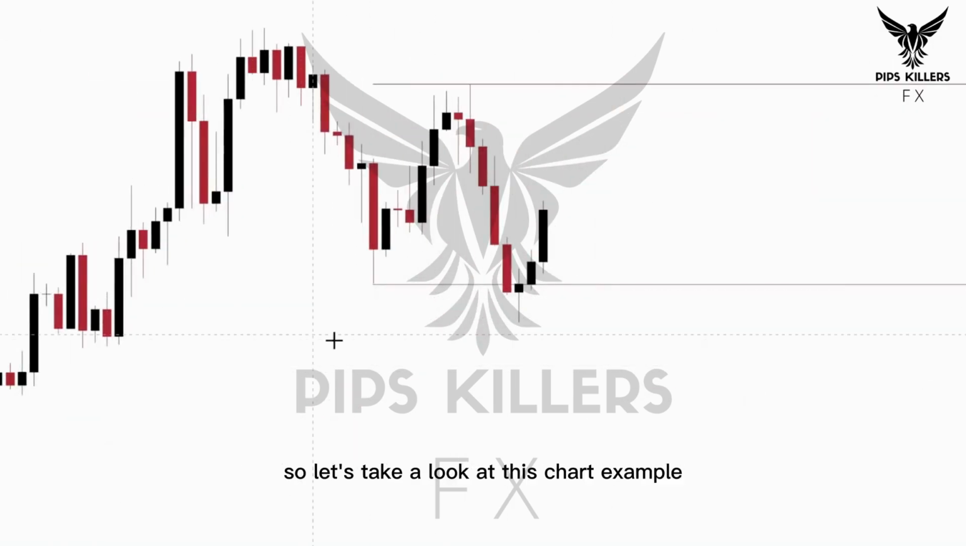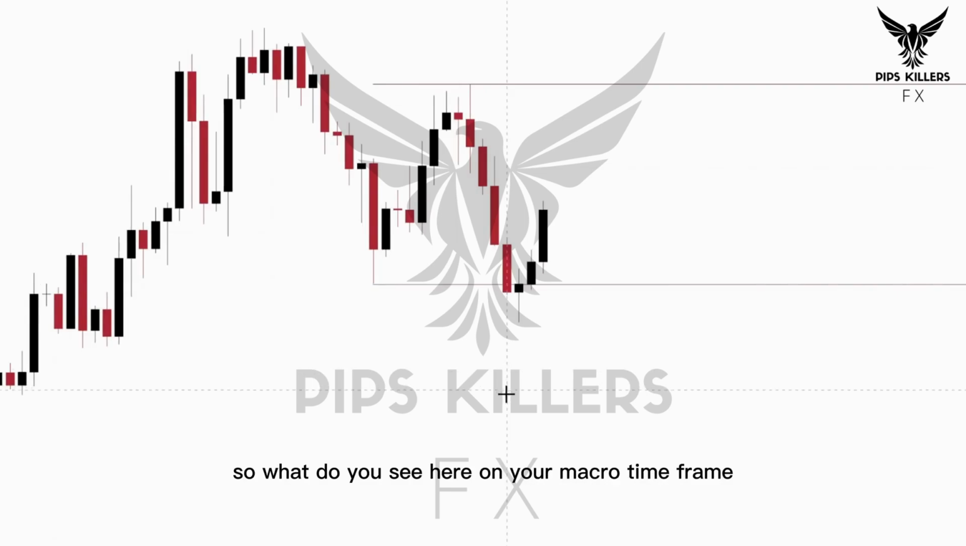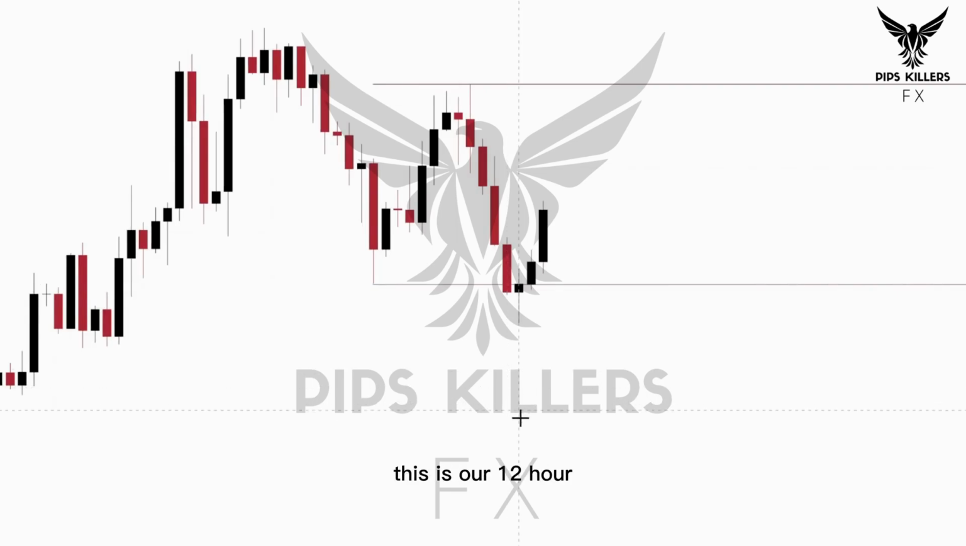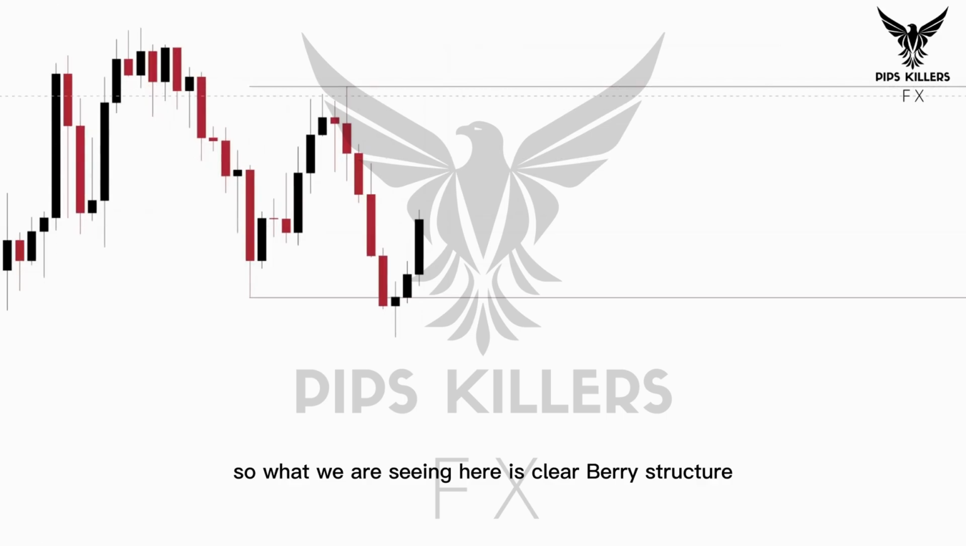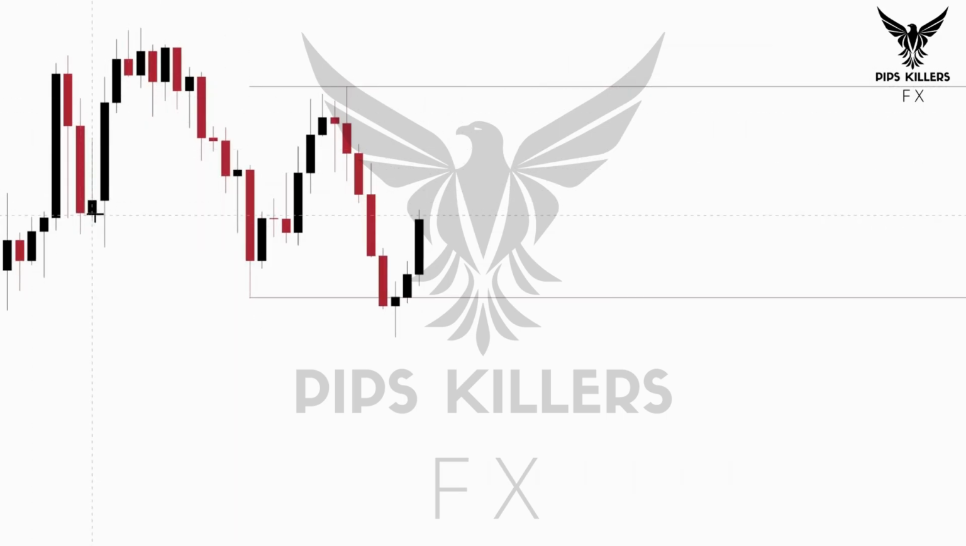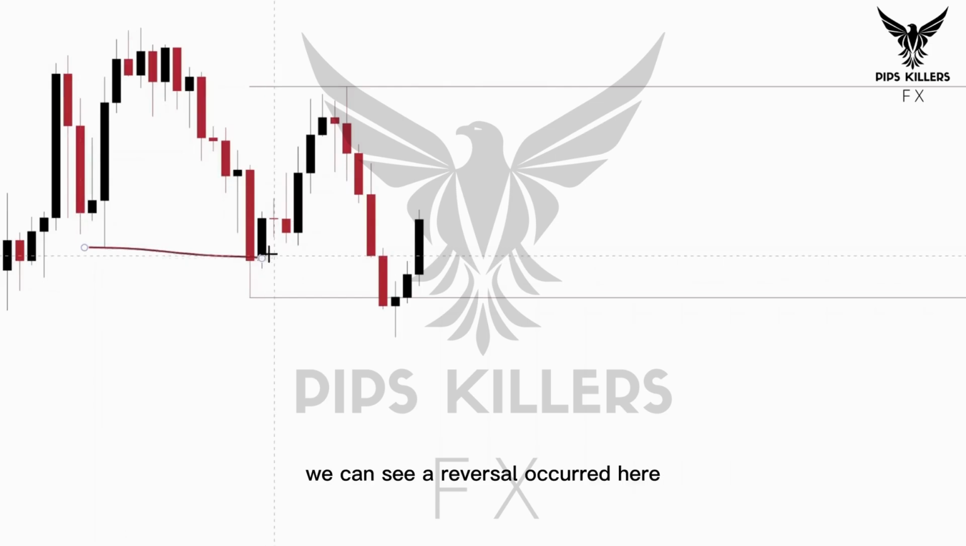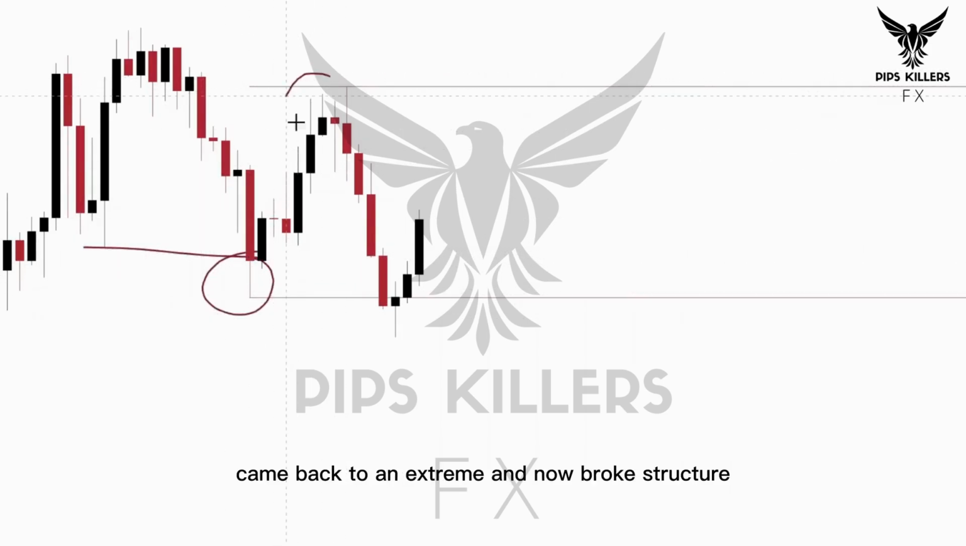So let's take a look at this chart example. What do you see here on your macro time frame? In this instance, this is our 12-hour. What we're seeing here is clear bearish structure. We can see a reversal occurred here. Price broke structure, came back to an extreme, and now broke structure.